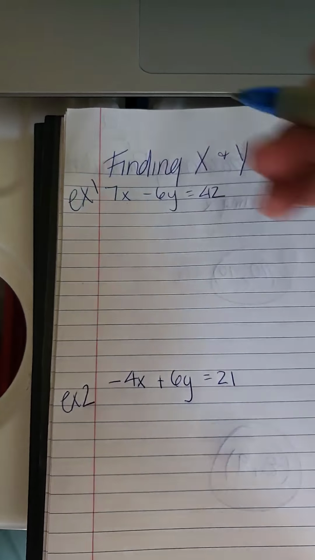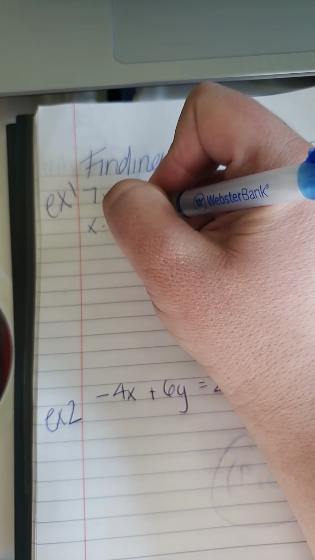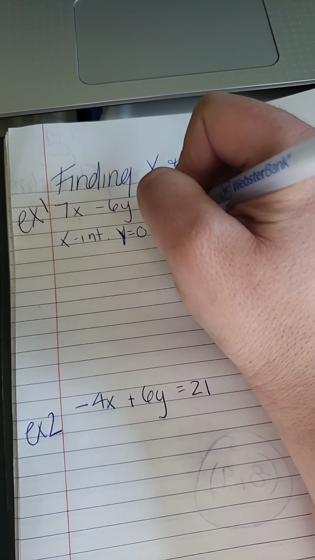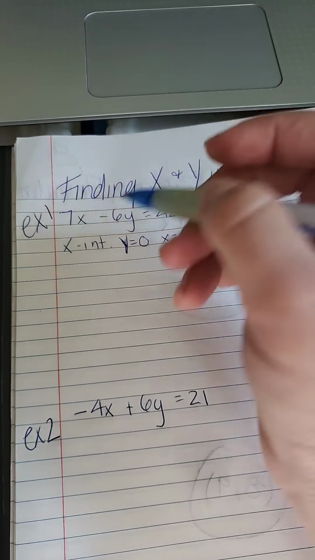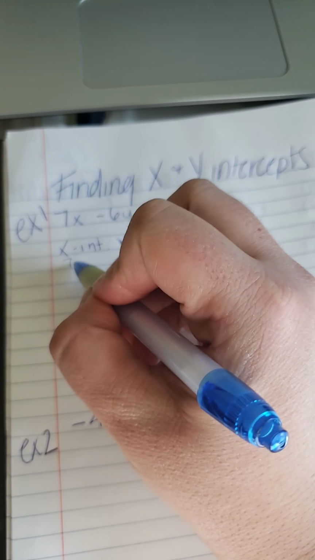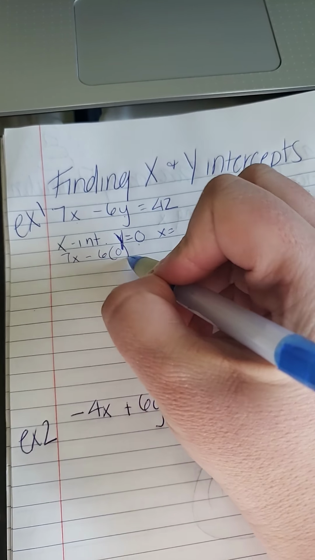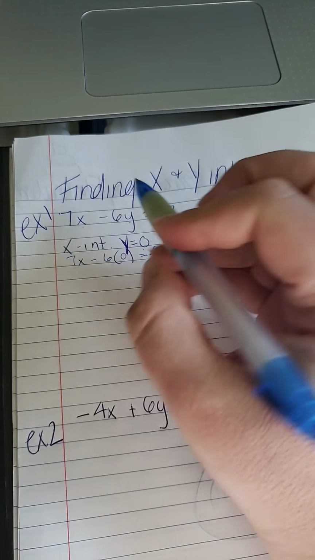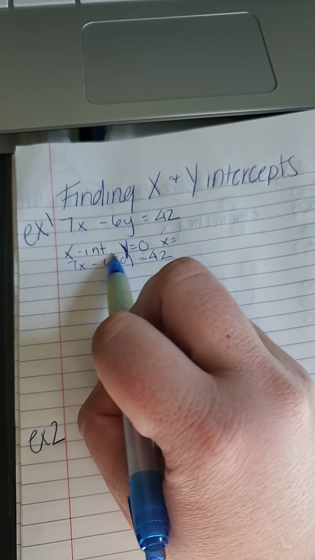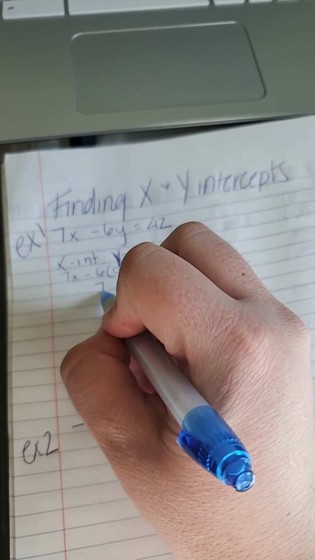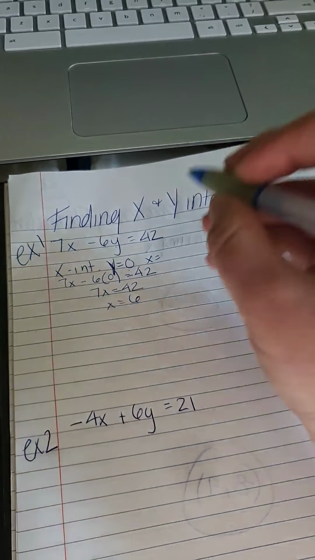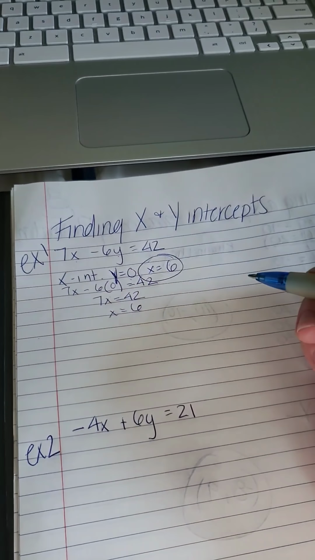So if we are finding the x-intercept, y equals 0. X equals what? So we're going to substitute in 0 there. So we're going to do 7x minus 6 times 0. And you guys will get so good at this, you won't even have to put this, because when you substitute a value in for 0, this will always go away. So then you'll just be left with this, right? And x equals 6. So my x-intercept is 6.